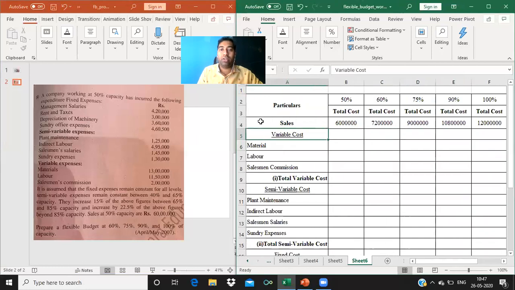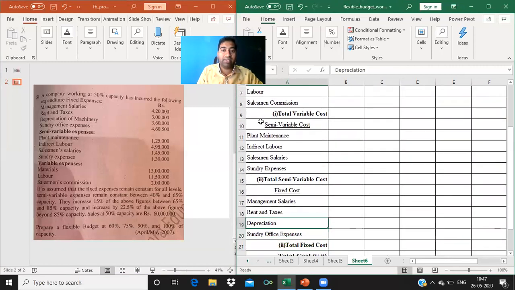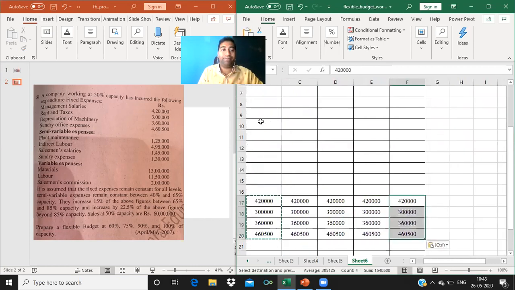So now we got the values. As per the instructions given, the fixed cost is going to remain the same at all activity levels. So management salary is given as 4,20,000, 3 lakhs, 3,60,000, and 4,60,500. This is going to remain the same at all levels of activity.